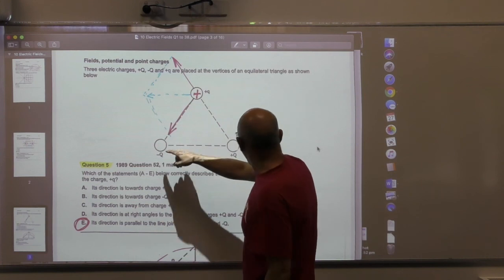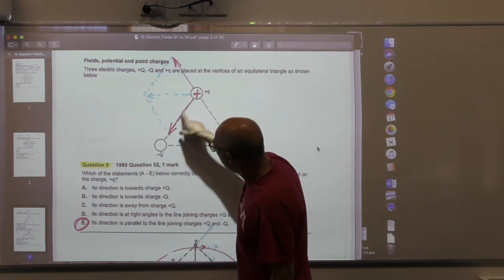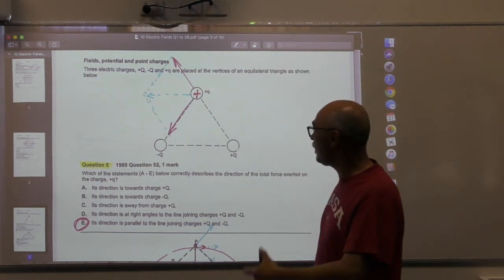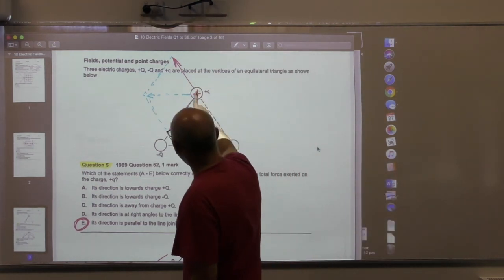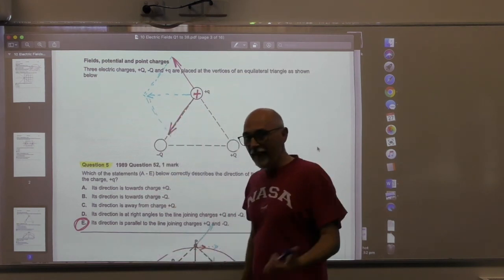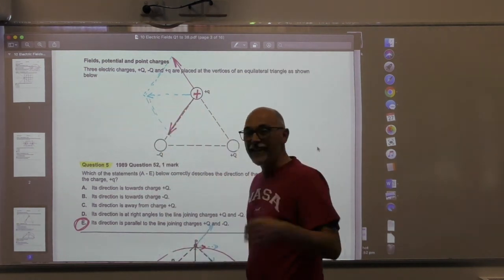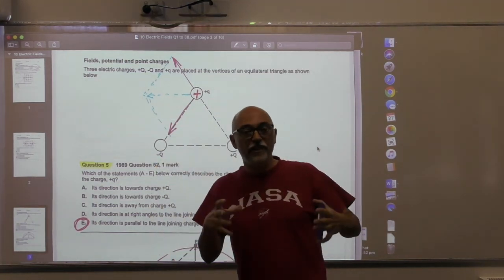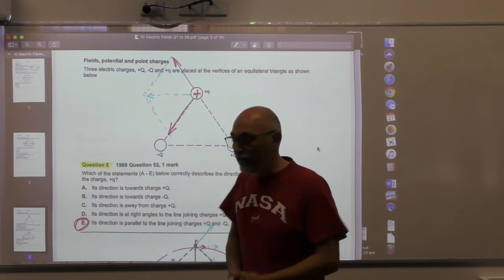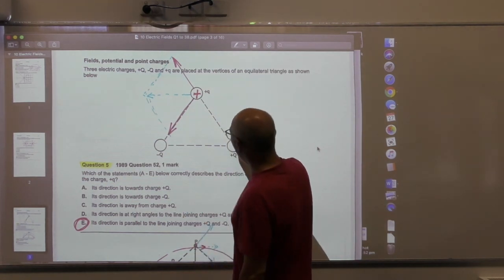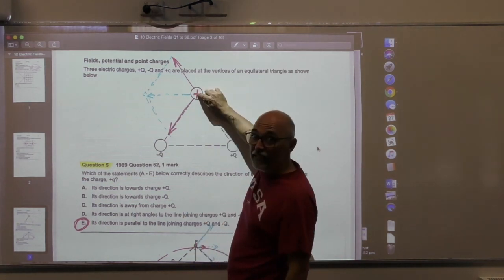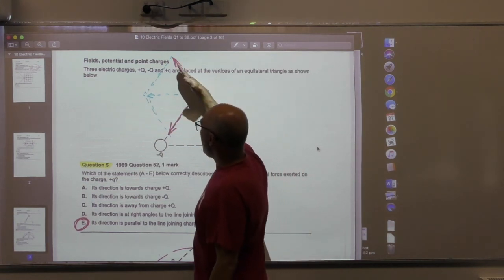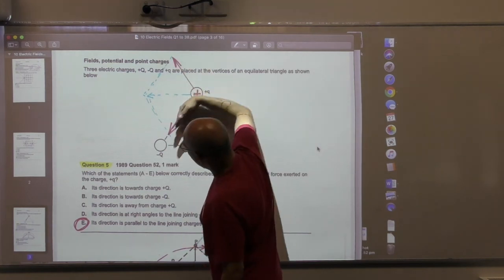This one wants to move towards negative Q because they are opposite and their force therefore is attractive, not repulsive, which means it wants to move in that direction. Now, both these Q's are the same, denoted by the same letter. So in other words, their charge is the same magnitude. This means that the force that this particle, whatever charge it has, is in that direction from this one, and it's in this direction from this one.